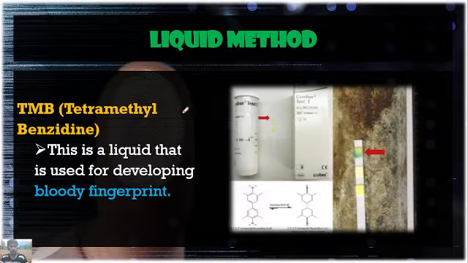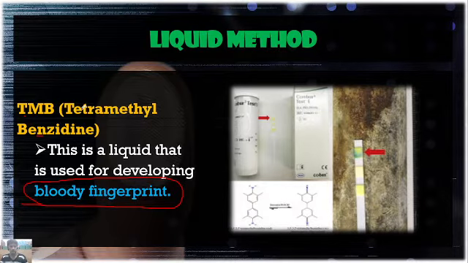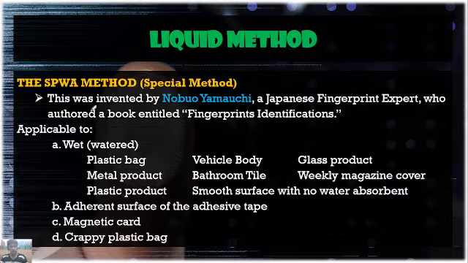Right, so now we have here another liquid method. Under liquid method, the TMB or tetramethylbenzidine naman. Okay, so it is usually used naman for a bloody fingerprint. Okay, so this kind of chemical or solution. So another one is we have this PWA method, or they are calling it a special method. So this was invented actually by Nabu Yamauchi, a Japanese fingerprint expert. Okay, and he's the one also who authored fingerprints identification in Japan.